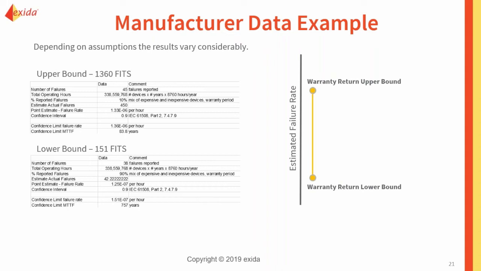So we're going to do a lower bound. We're going to say we're only going to take the definite failures, and I'm assuming that we were told almost everything, at 90%. So looking at this device, we can have a lower bound of 151 FITs. On the other hand, we want to create an upper bound and say, let's count those maybes as well in the failure count, so all of the definites and the maybes. And instead of saying we're going to be told of 90% of the failures, let's only assume we're going to be told about 10% of those failures. And you can make an upper and lower bound for your field failure data sets.